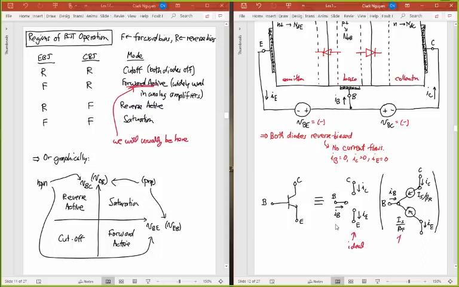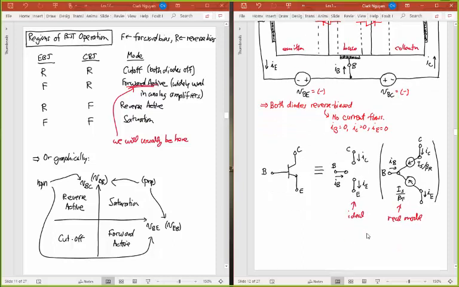This one is the real model, I suppose. It's real because it takes into account the fact that there are still very small reverse currents. So it includes the tiny reverse currents that we get when we reverse bias a diode.